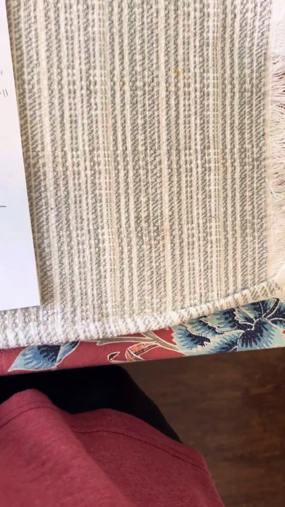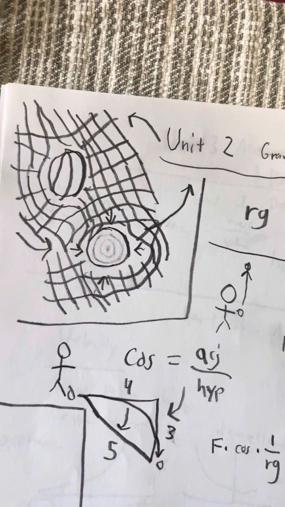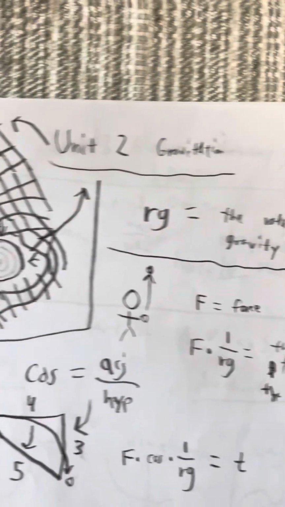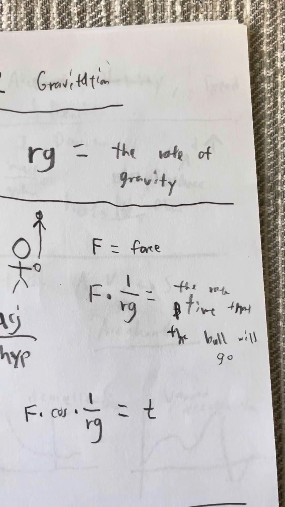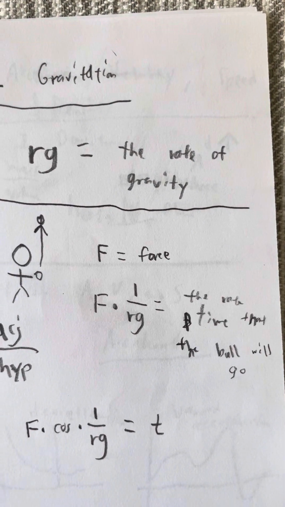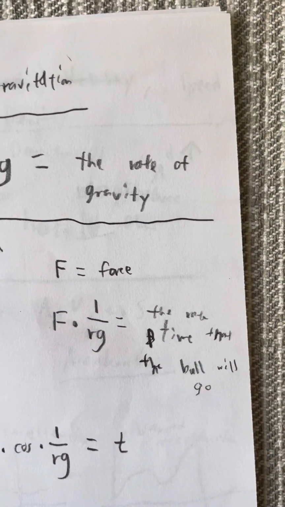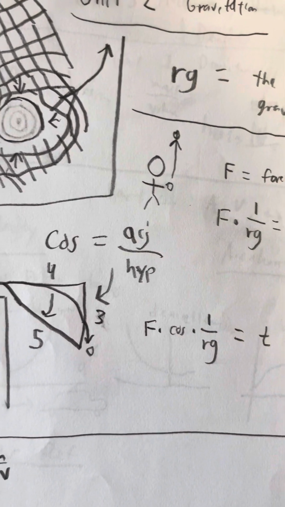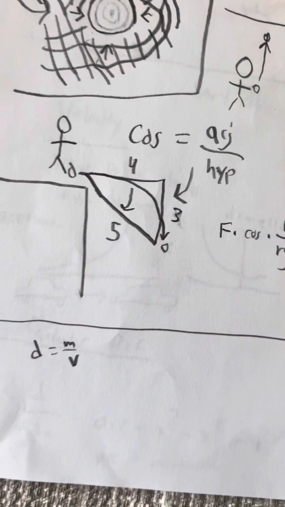Moving on. Unit 2, gravitation. And this is more like the Physics 3 and Physics 1 combined. That's outer space right there, the bending of space-time, rate of gravity, rate of gravitation, force times 1 over rate of gravitation is the time the ball will go down. F equals ma, meaning that force equals mass times acceleration.